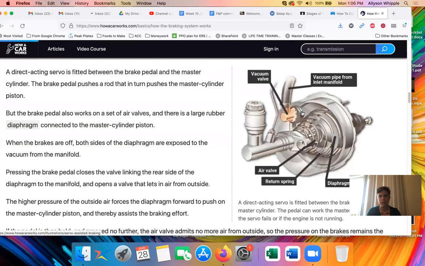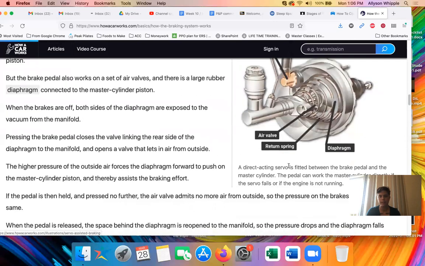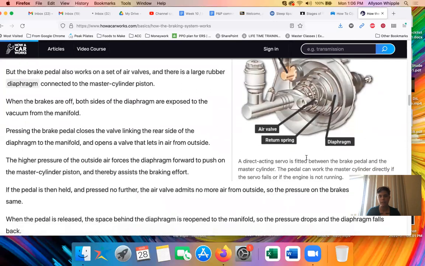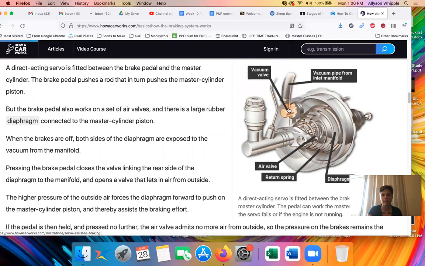We've got another diagram here. A direct acting servo is fitted between the brake pedals and the master cylinder. The pedal can work the master cylinder directly if the servo fails or if the engine is not running. A vacuum valve, vacuum pipe from inlet manifold, an air valve, a return spring, and a diaphragm.